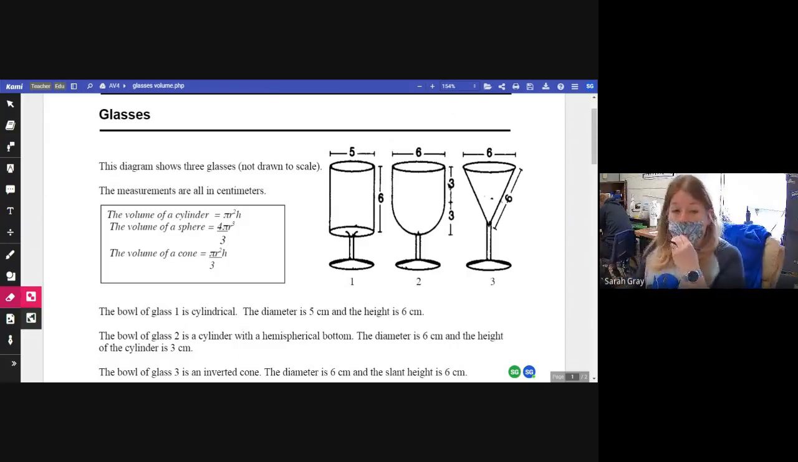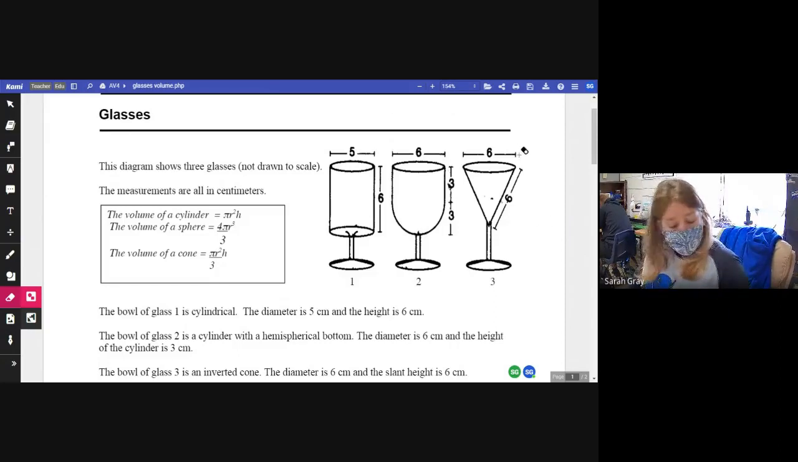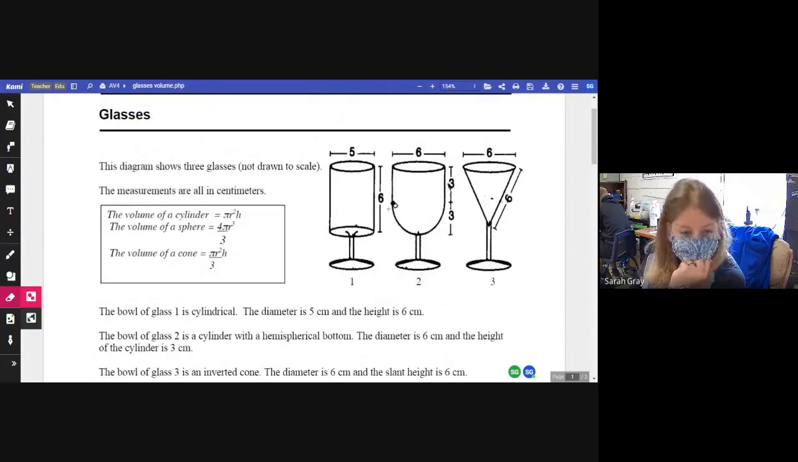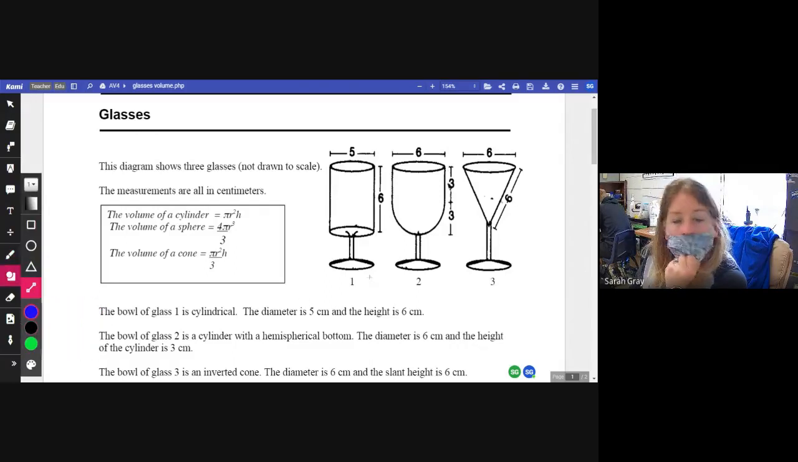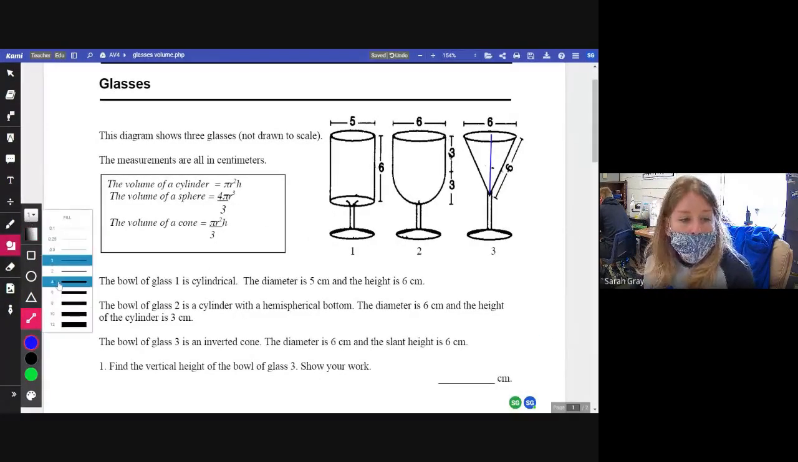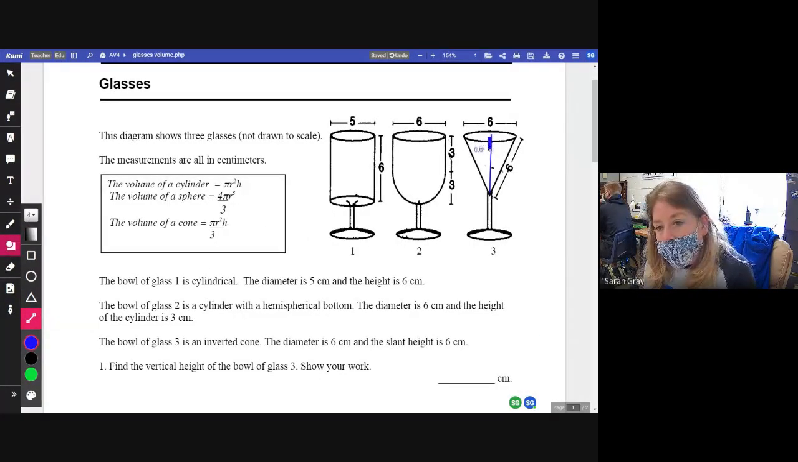I can guide you through some of number 1. Okay, question on number 1. What is the vertical height of the bowl of glass 3? So they're asking for, let me do a line and not a crooked line. They're asking for this height right here. Vertical height would be right here from the center of the opening down. So that's what they're looking for.